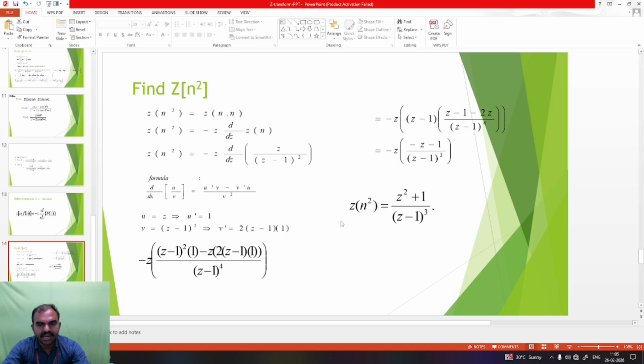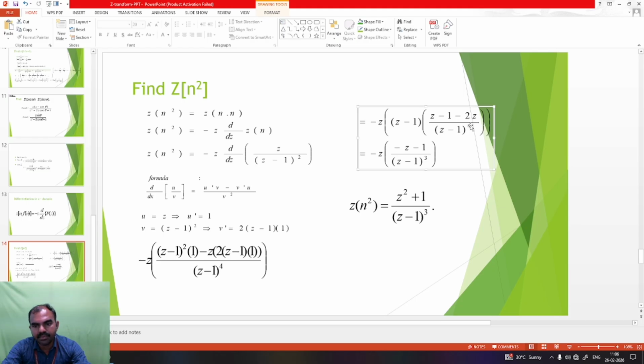So next, to simplify this one, consider these two terms, the first and second term. Take the common value z minus 1. Already minus z, take the common value z minus 1. So what is the remaining? z minus 1 minus 2z by z minus 1 power 4. Now this is z minus 1 to the power of 4, one time is cancelled. So remaining minus z and z minus 1 the whole cube.